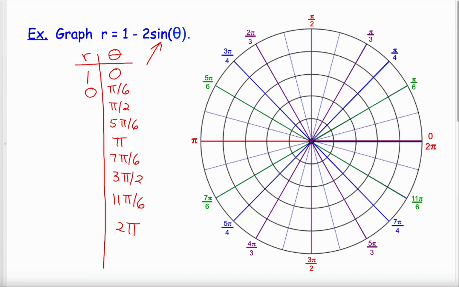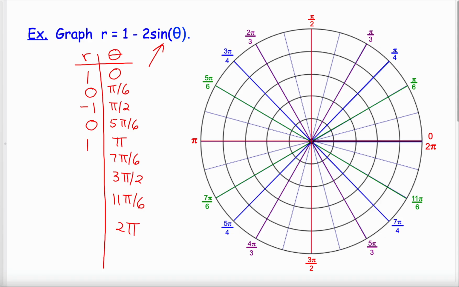Pi over 2. Now, what happens there? The sine is equal to 1 times 2 is 2. 1 minus 2 is negative 1. So once again, we're getting some negative r values that we're going to have to plot for certain angles. Let's go to the next one. That was 5 pi over 6. Well, I know that's the same as what's going to happen at pi over 6. So I'm going to get 0 again. How about at pi? Well, the sine of pi is 0, so I'm just going to get r equals 1.